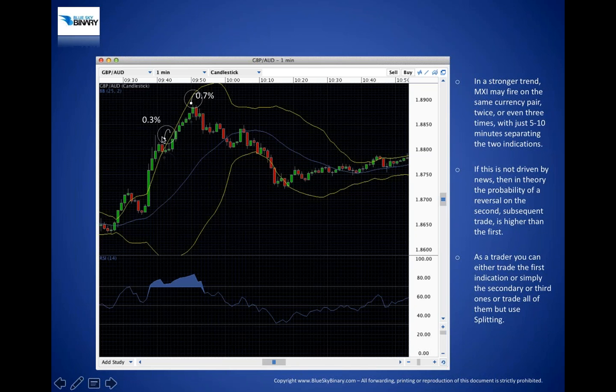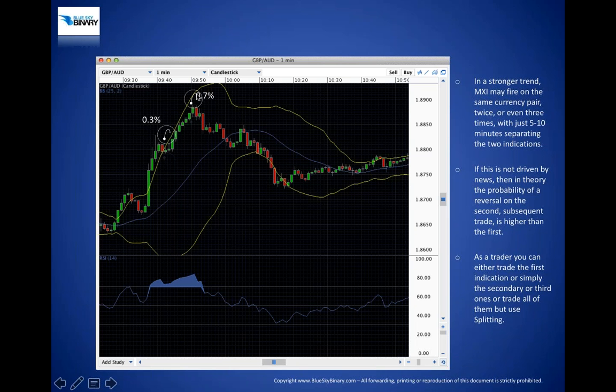The other option is to actually participate in both trades, right? The other option is to say, okay, instead of me placing 1% of my capital on the original indication, the original MXI at this price, I'm going to split. I'm going to basically say that I'm going to place 0.3 at this price, right? 0.3%, and the remainder, 0.7%, remember 0.3 plus 0.7 is 1%, and the remainder at a better price at the second MXI indication.